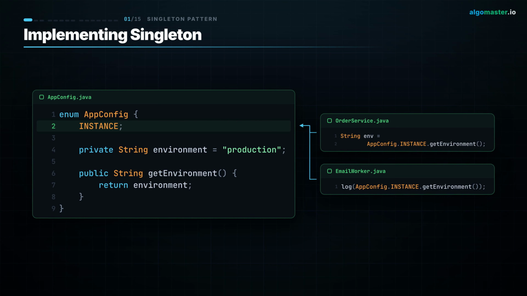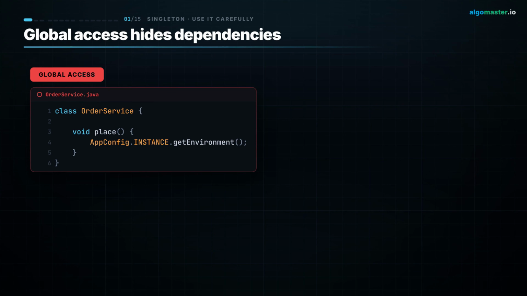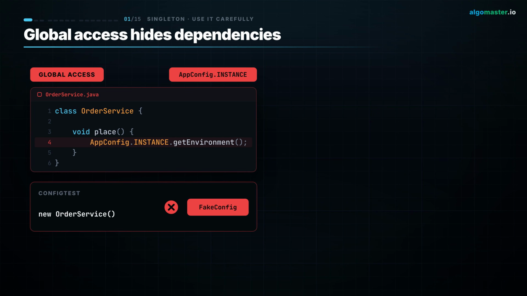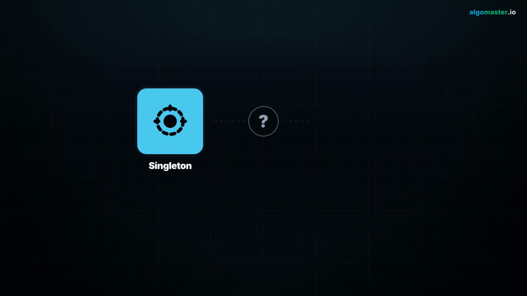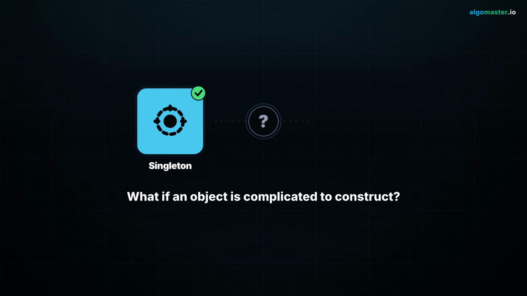We can now access the same instance from anywhere in the application. However, singleton should be used carefully. Because it is globally accessible, it can hide dependencies and make testing harder. In many cases, creating the object once and passing it explicitly to the classes that need it is cleaner. Singleton ensures that only one object of a class is ever created.